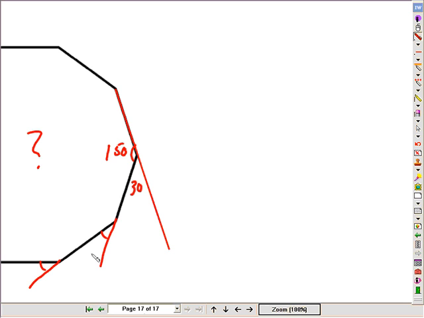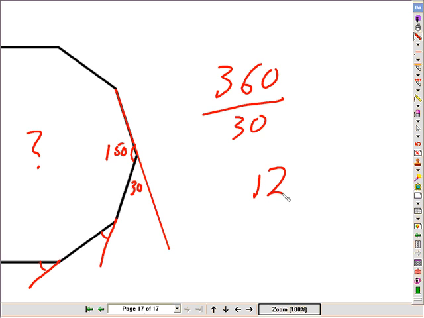So now the question is, how many 30s are there in this picture? How many exterior angles of 30 degrees each would add up to that grand total? So 30 plus 30 plus 30 to make 360, or again 360 divided by that particular number 30 would tell us that there have to be 12 angles. So this thing is a dodecagon.